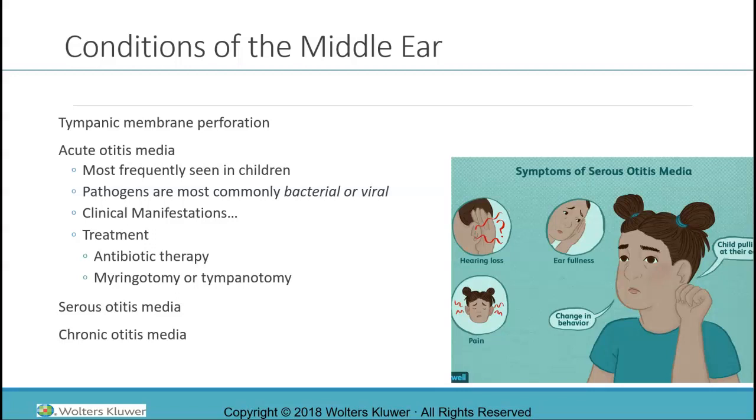They can be bacterial or viral, so whether the practitioner chooses to treat with antibiotics sometimes depends on the child's age and the other presenting symptoms such as fever. Clinical manifestations typically include ear pain, fever, some hearing loss, and just generally not feeling well. Treatment in some situations is antibiotic therapy. Myringotomy or tympanostomy is sometimes also done by the clinician.